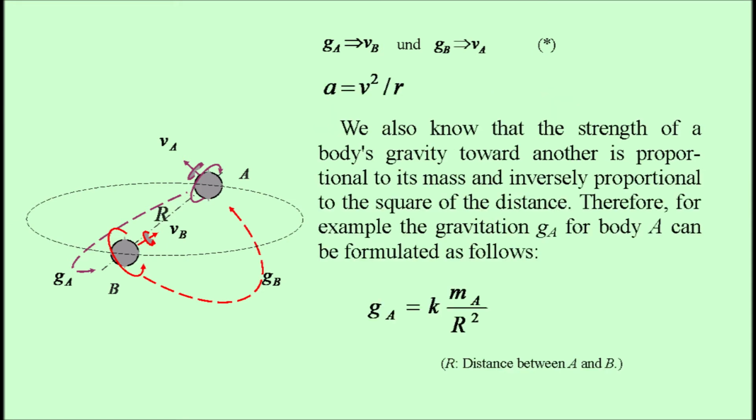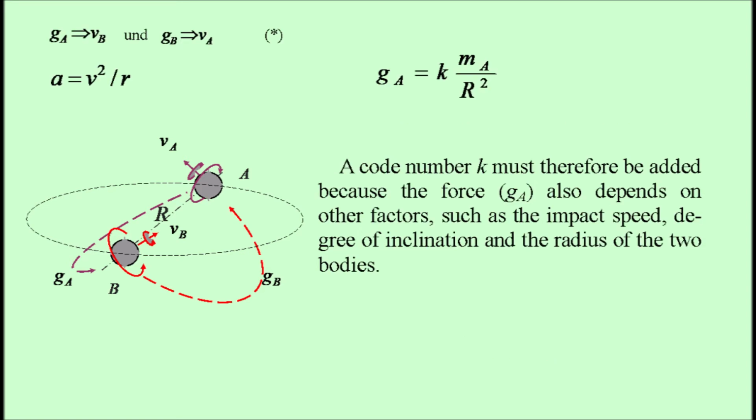We also know that the strength of a body's gravity toward another is proportional to its mass and inversely proportional to the square of the distance. Therefore, for example, the gravitation Ga for body A can be formulated as follows. A coefficient K must be added because the force Ga also depends on other factors, such as the impact speed, degree of inclination and the radius of the two bodies.